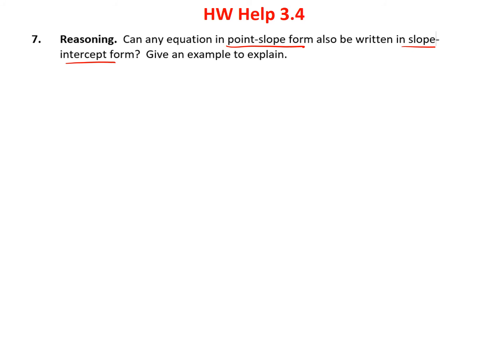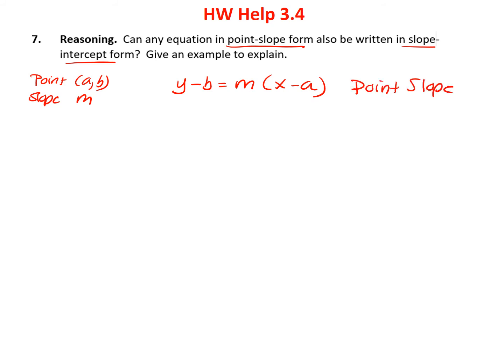For example, if I have a point AB and a slope M, I can write the equation y minus b equals m times x minus a. Now notice what I can do. This is in the point slope form. Can I write that in the y equals mx plus b form?